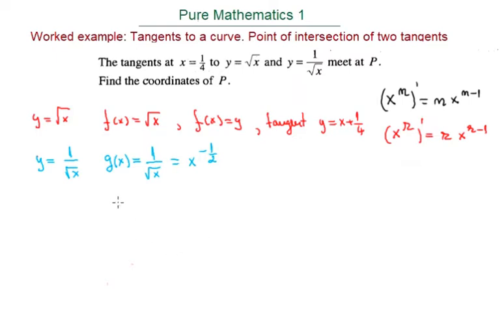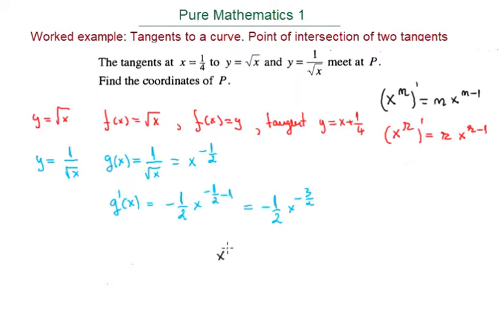For this, we need the derivative, g dashed of x, which is the derivative of x to the power of minus 1 over 2. So we use the same formula. It will be minus 1 over 2 times x to the power of minus 1 over 2 minus 1. This is then equal to minus 1 over 2 times x to the power of minus 3 over 2. And we can take this separately and work with it.